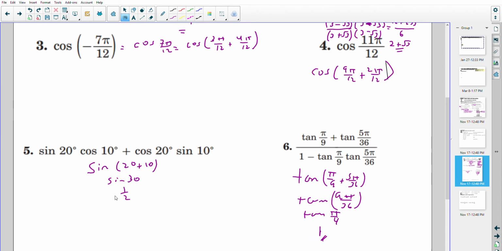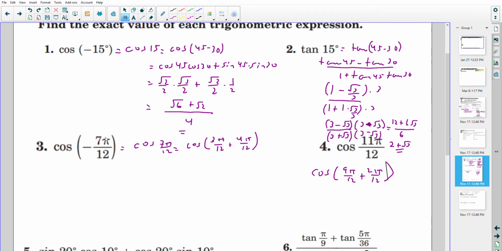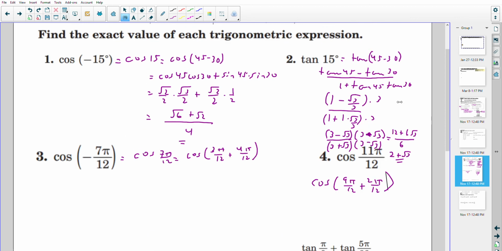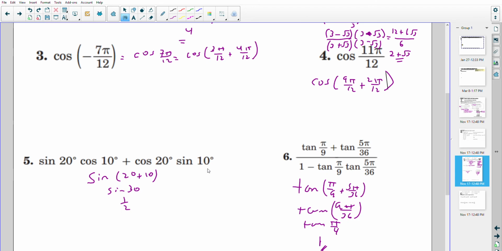So what you want to do on these problems is break them down so you can do a sum or difference formula using sine, cosine, and tangent. You can either go from left to right as seen in these, or you can go from right to left as seen in numbers 5 and 6.